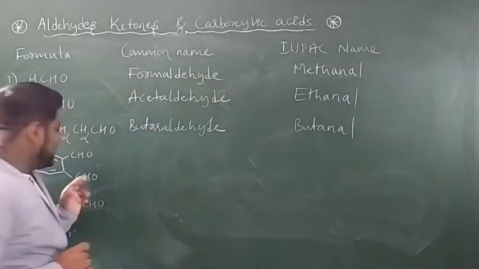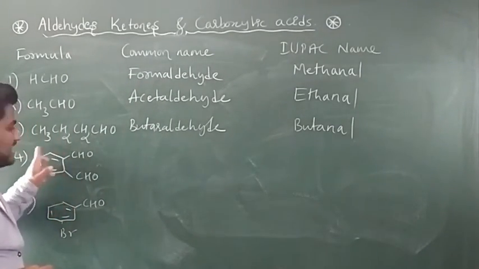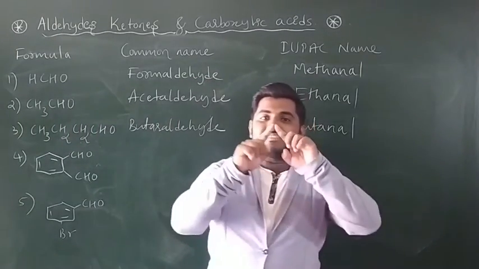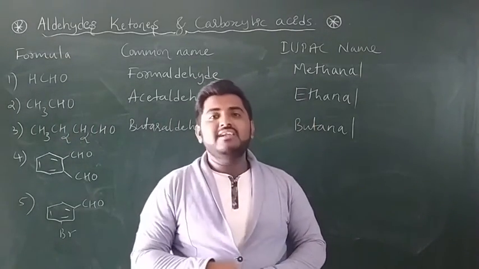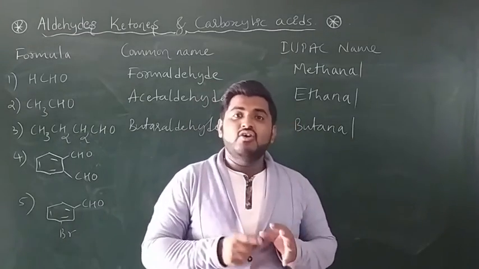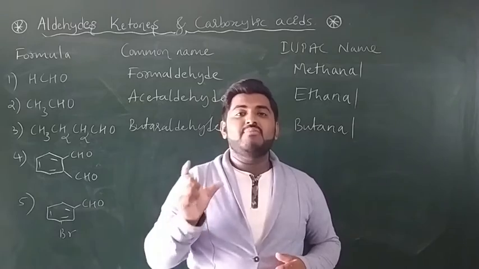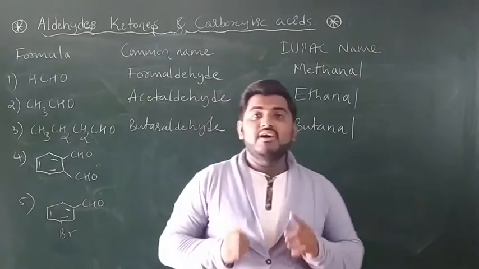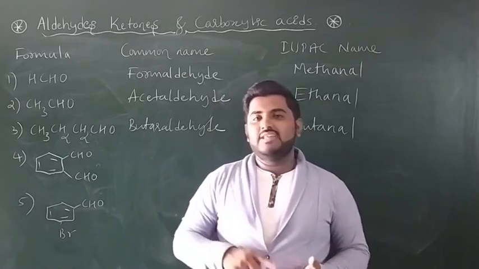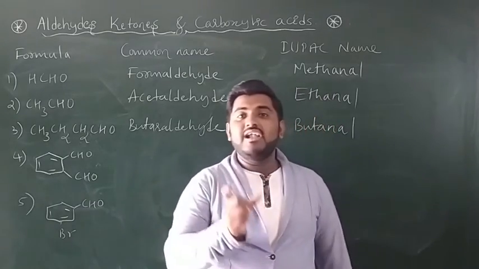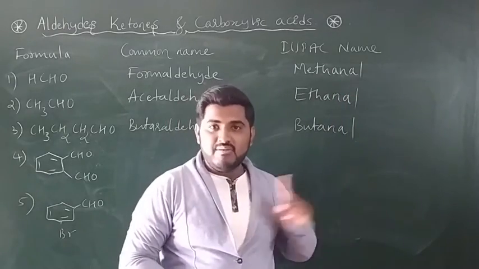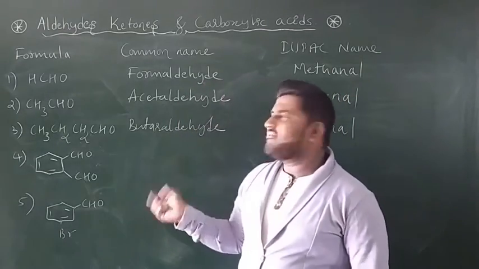Next one. Carefully see here, guys. Here a benzene ring is there. One thing I have forgotten to tell you: whenever a cyclic ring is present, you have to write whatever the name is, and after that we have to add the word carbaldehyde. If a ring is present, then we should add the word carbaldehyde after the naming in case of the IUPAC name. Remember this thing. In the common name, it is as it is.